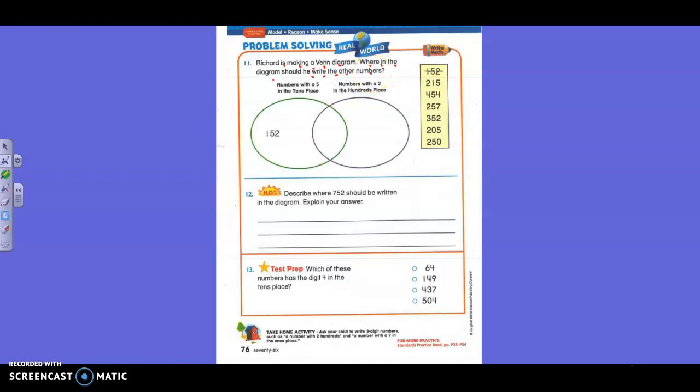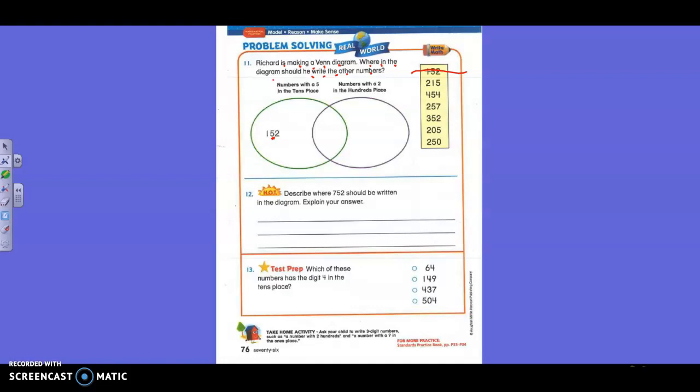Okay, so in the green circle, boys and girls, the green circle means it has numbers with a 5 in the tens place. The purple circle means it has a number with a 2 in the hundreds place. In the middle of the green and purple circles means it has both of these things. So let's look. They already did 152 for you.